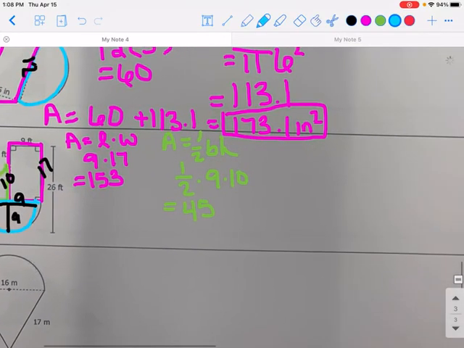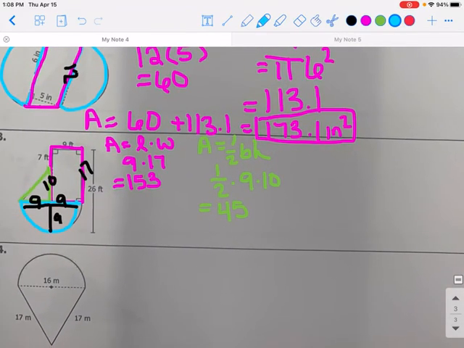Last one is that half circle. Area of a circle is pi r squared. We're not doing a full circle. We're only doing part of one, or a half of one. So in this case, we would want to divide our answer by 2. So pi, radius is 9, so 9 squared, all divided by 2. When I plug that into the calculator, I should get 127.23.